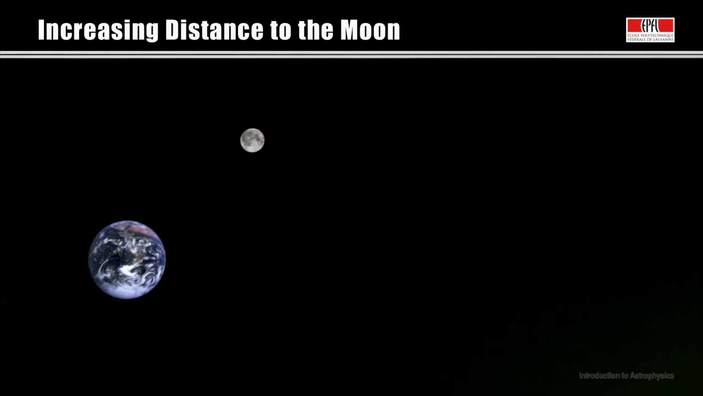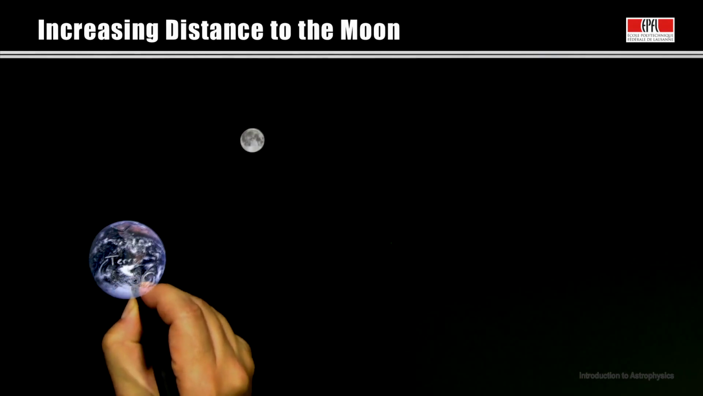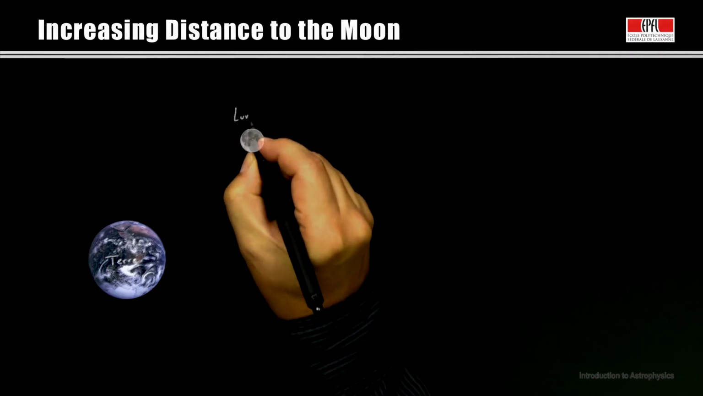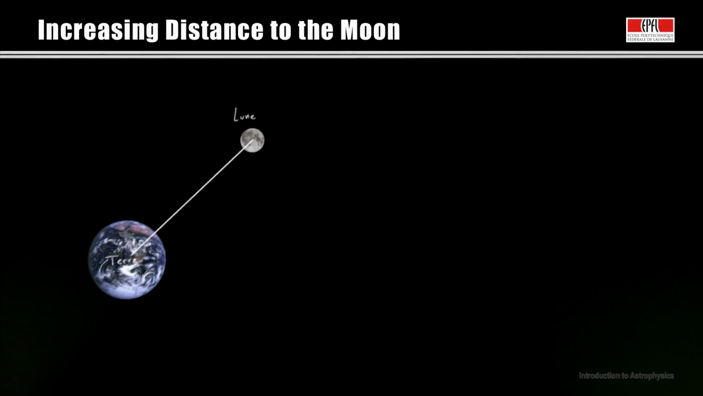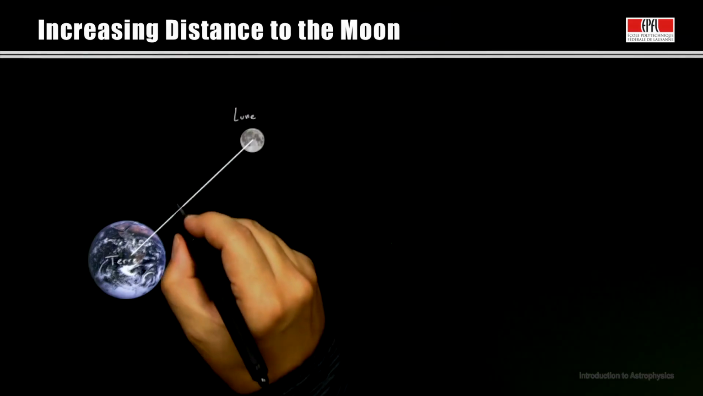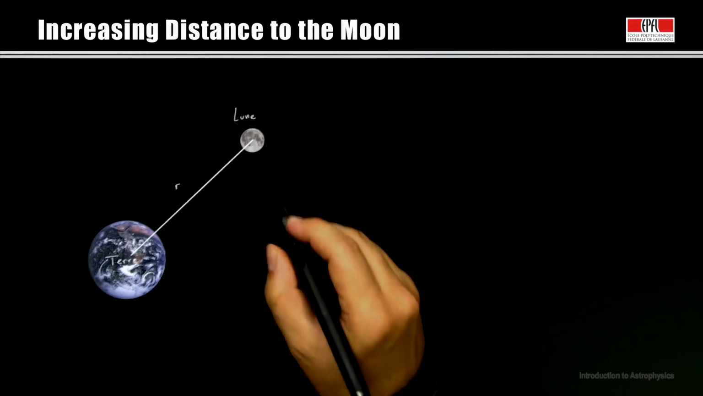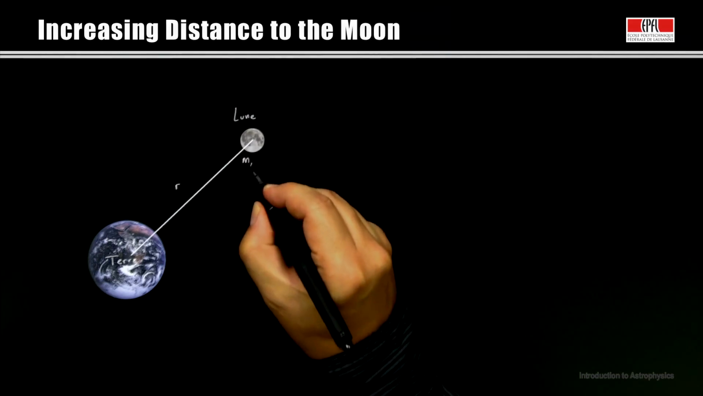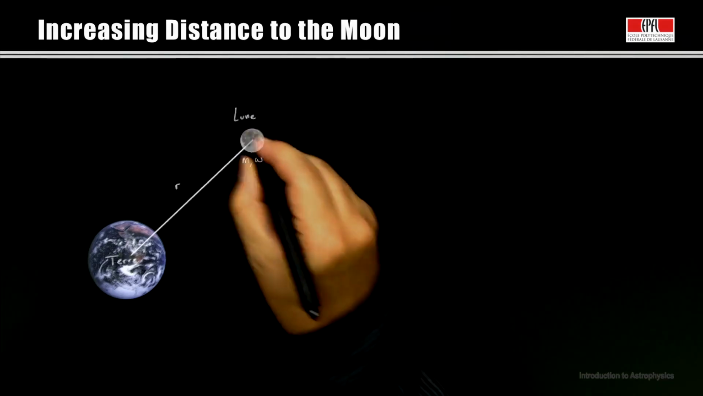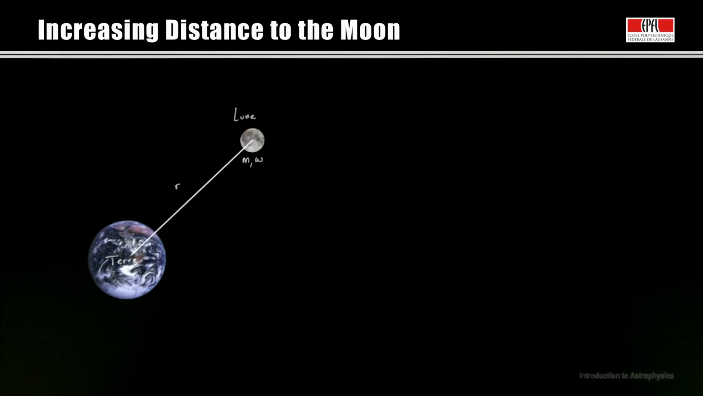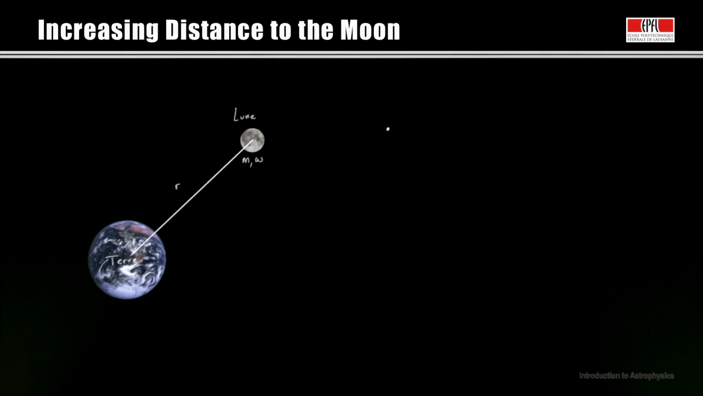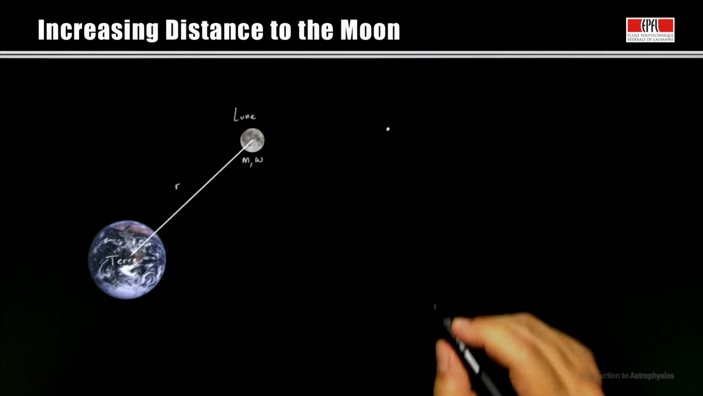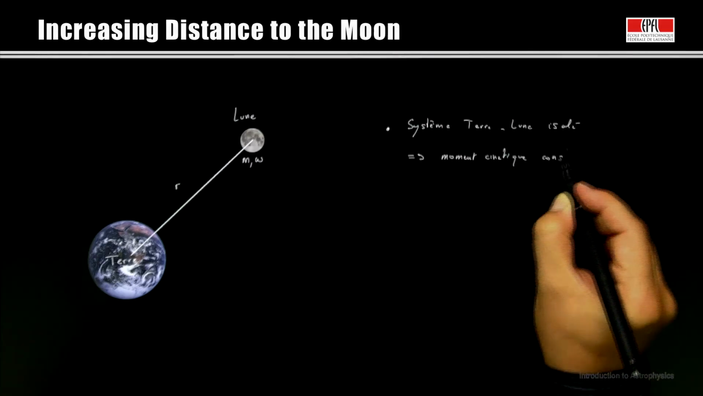Considering the Earth-Moon system as isolated, the Earth at this place and the Moon here, let r be the Earth-Moon distance, M the mass of the Moon, and ω its angular velocity around the Earth. This system is isolated, meaning that its total angular momentum is constant.